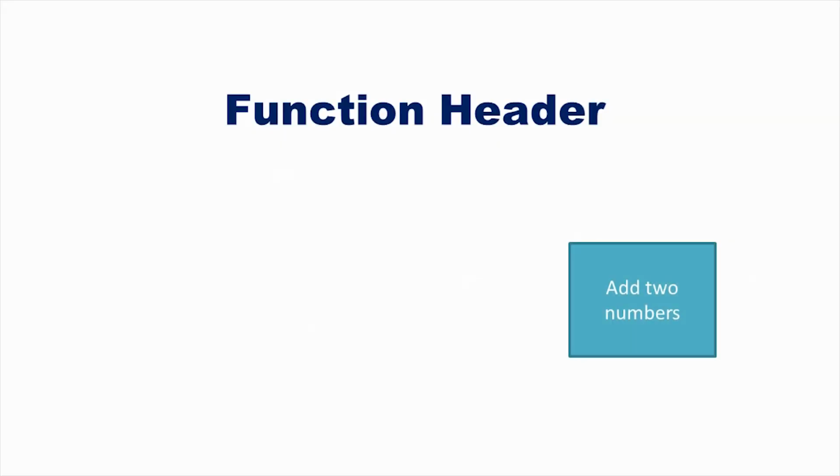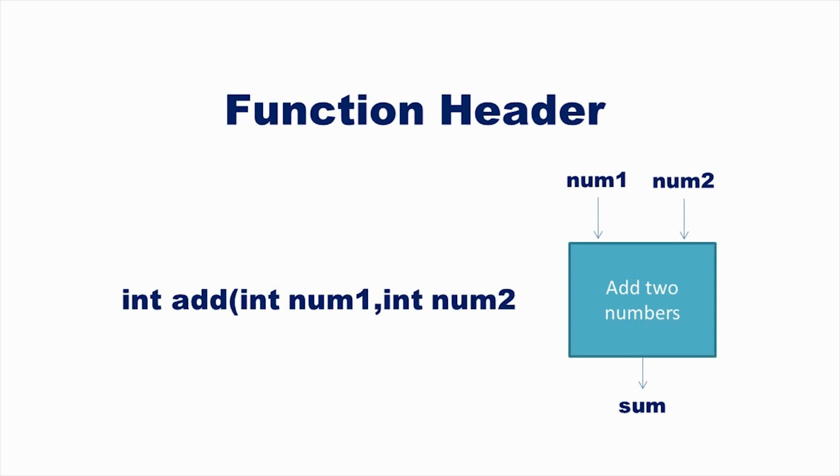For example, suppose we want a function to add two numbers. Assume that the function adds two integer values. Then the sum is also an integer. Hence, the return type is int. I am giving add as the function name. The function expects two integer values as input. Hence, the function header will be int add(int num1, int num2). Do not put a semicolon at the end of the function header.